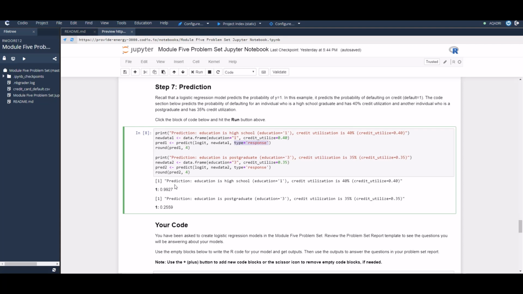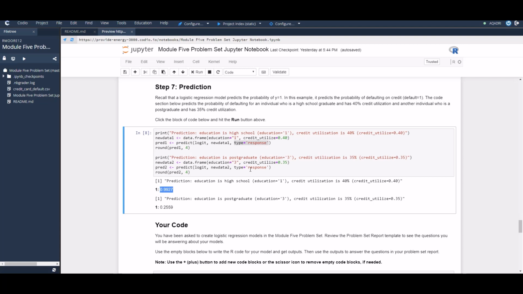So here you can see that for the first prediction, we get 0.9927. So the label is almost 1, because 0.9927 is almost 1. So clearly, for someone who has high school education alone and is utilizing credit at 40% level, there is a pretty high likelihood that they will default on credit.